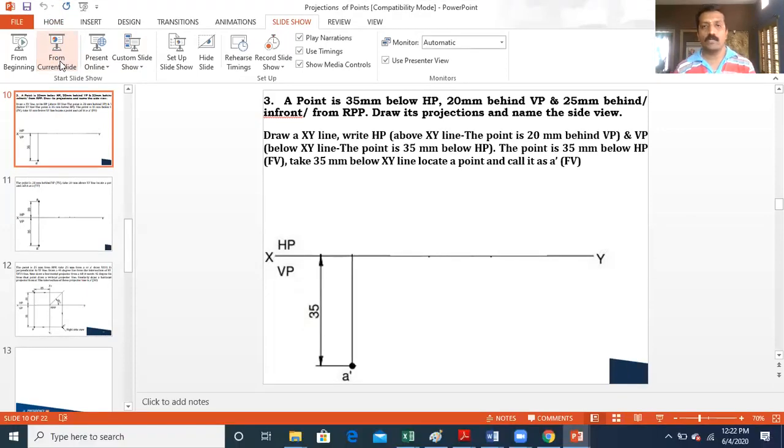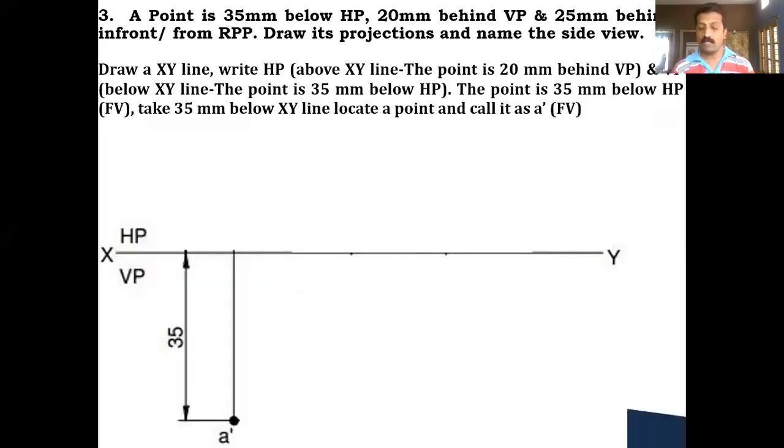Okay, good morning. Yesterday we started with the types of projection methods, and orthogonal projection we discussed in detail, along with the four quadrant system and a few examples of projection of points. So a few more examples we'll discuss in this class.